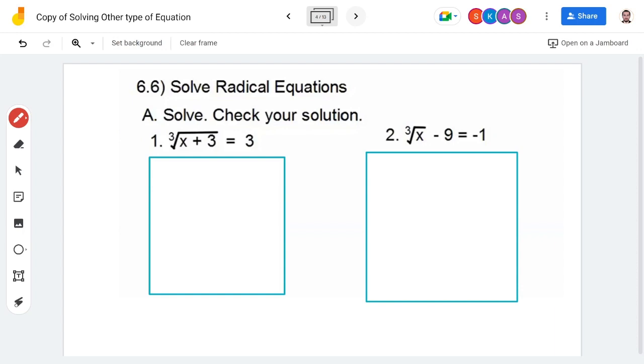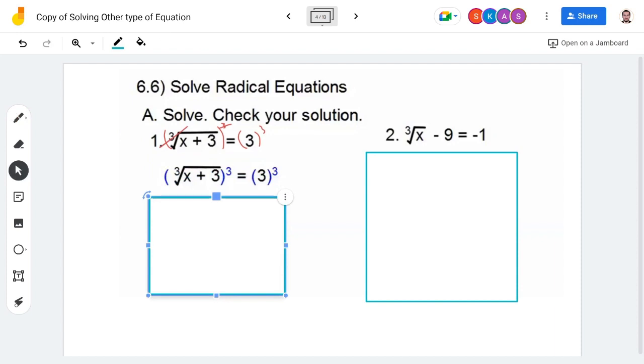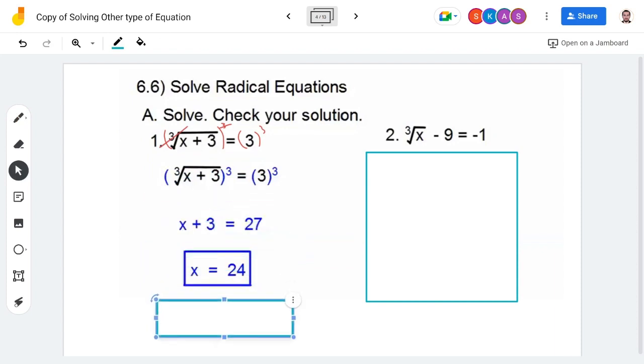Then let's go to the radical equations. You already know this one from Integrated Math 3, so let's go through it together. What do we need to do? First question: cube both sides. Why do we cube both sides? So we can cancel the cube root. So we cube, yes, perfect. So x is equal to 24.